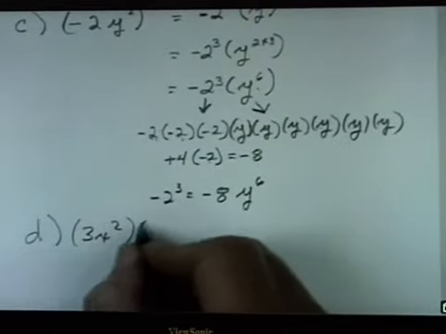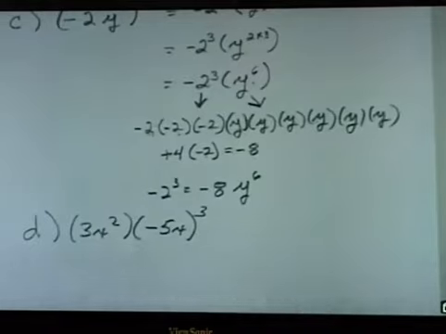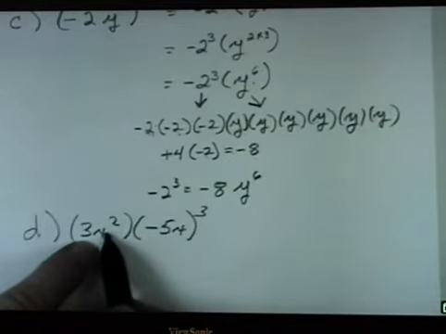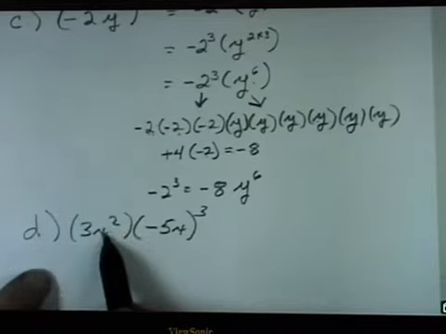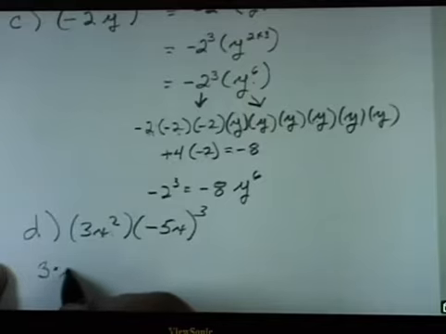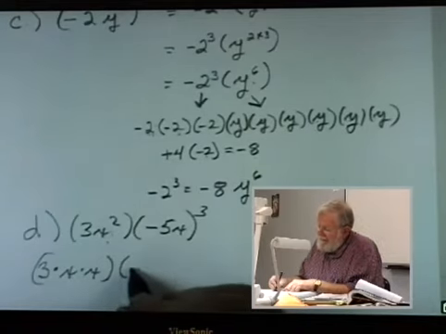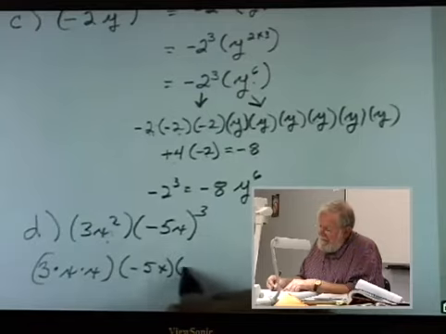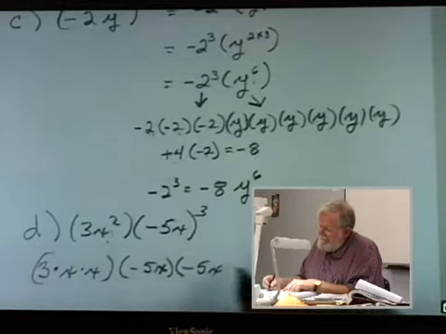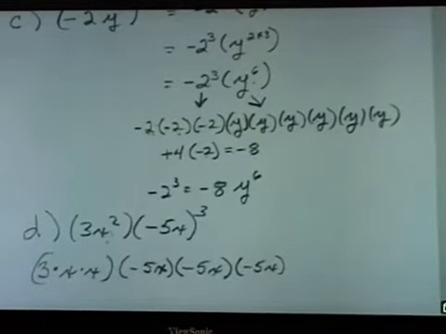Let's look at D. We have 3x squared times a minus 5x cubed. The whole quantity here is cubed. Here, the square is inside the parentheses, so the only thing we're squaring is the x. So I'll write this out for you so you see it. This is 3 times x times x. That's this first term. Now the second term is a minus 5x times a minus 5x times a minus 5x.